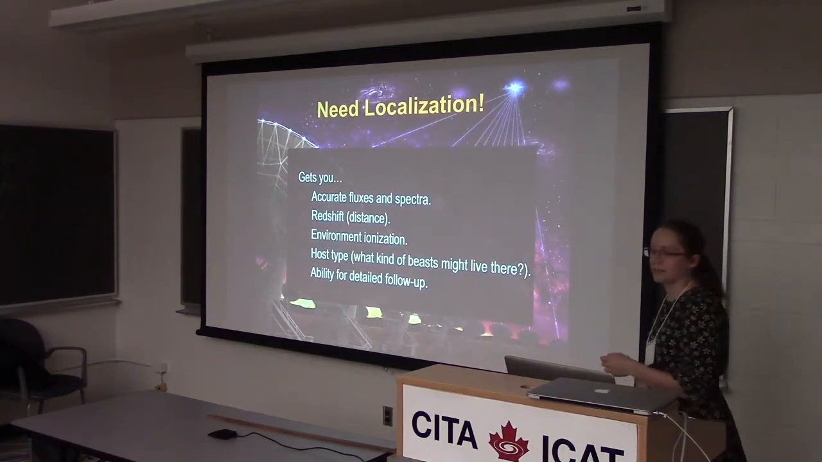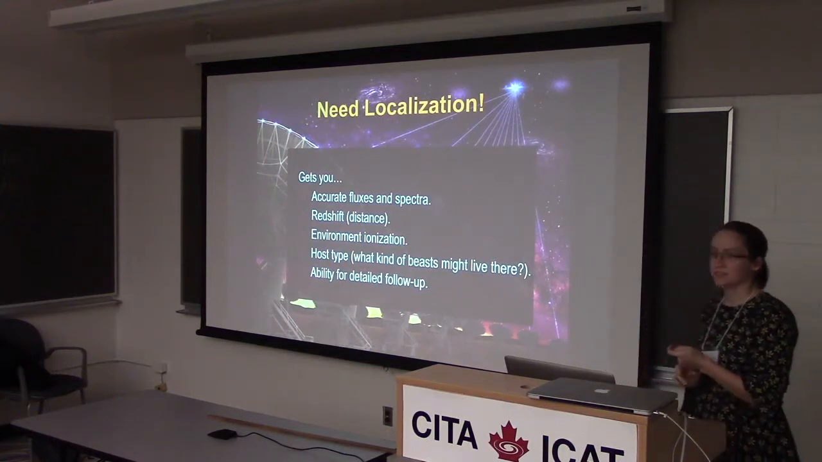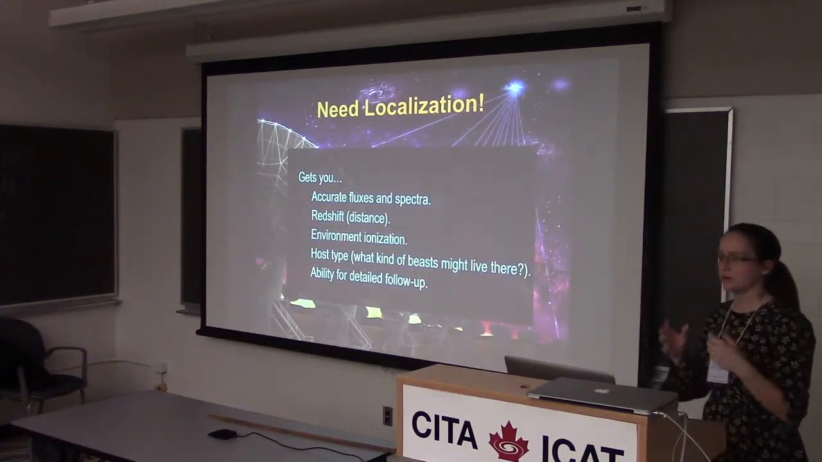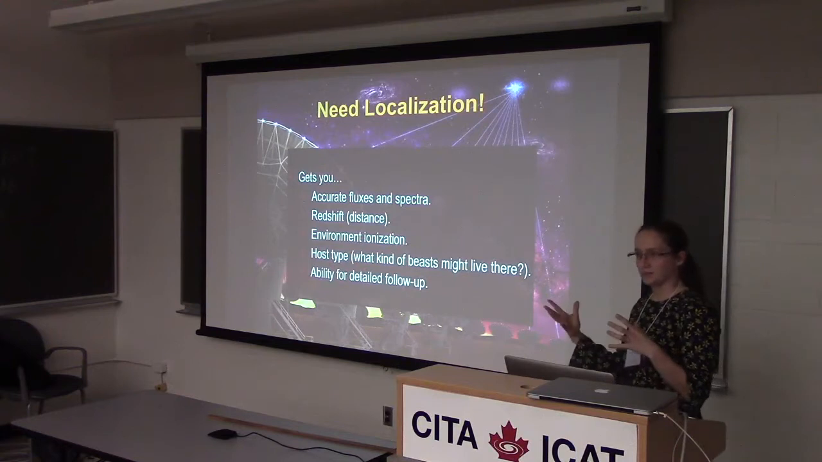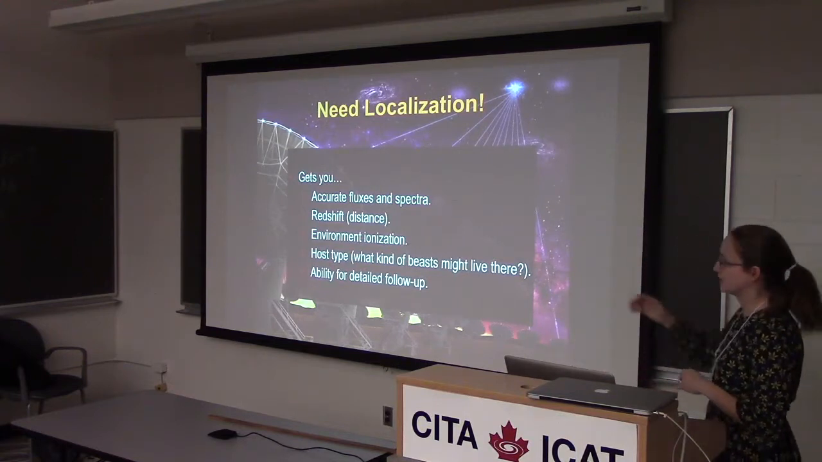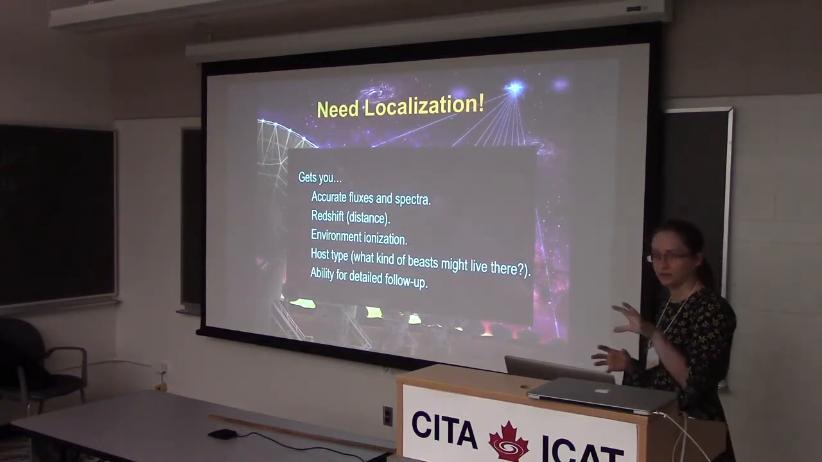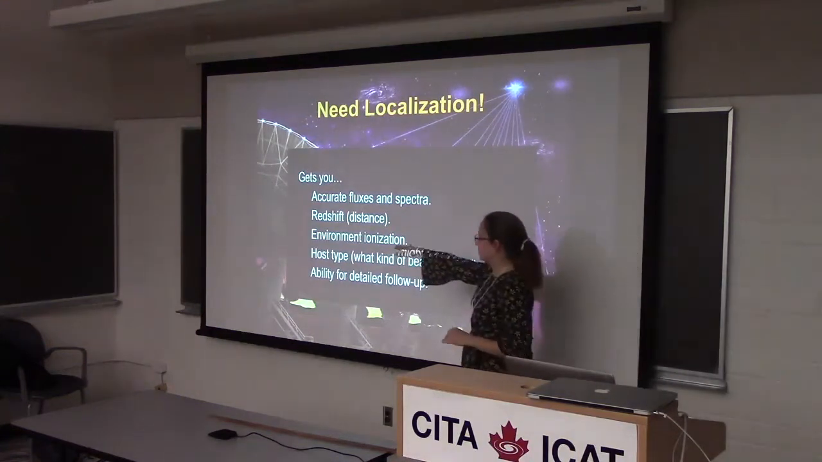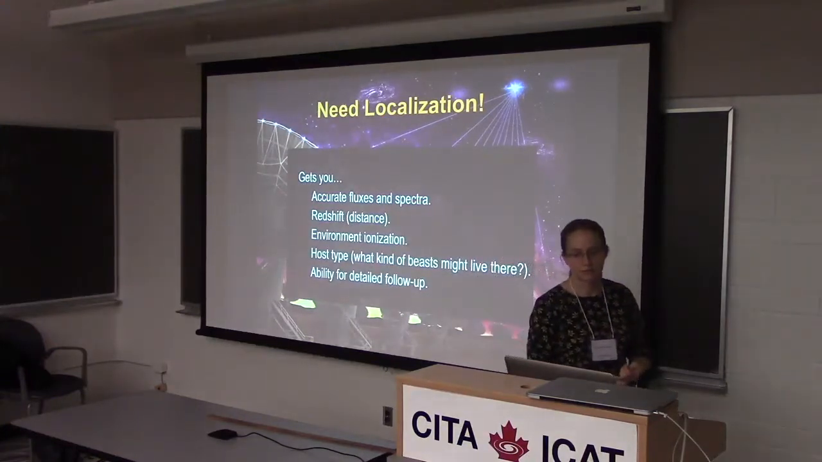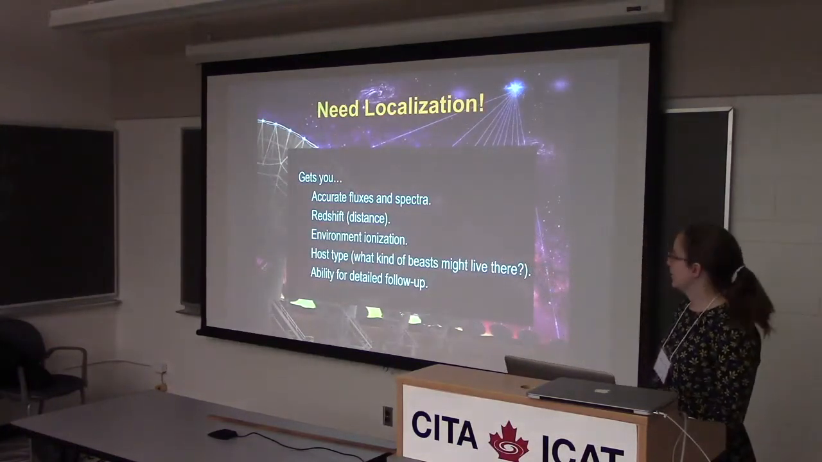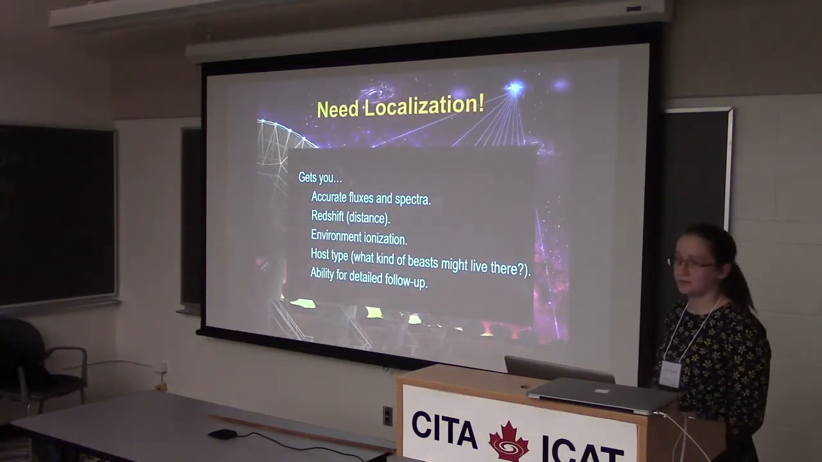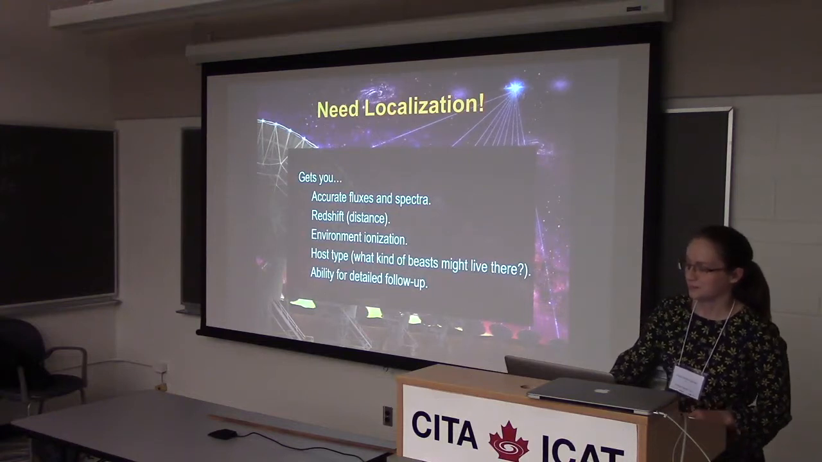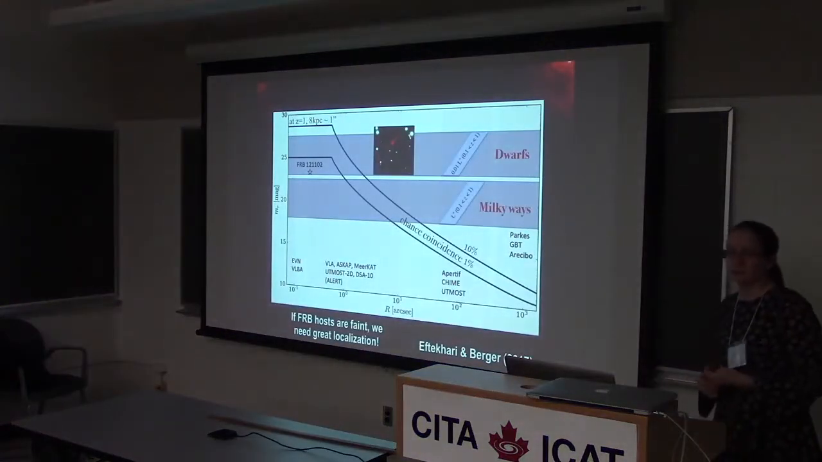And this gets you a number of great things. It gets you accurate fluxes and spectra, because you know exactly where it's coming from, you know exactly how bright it is, and you can model your spectrum very well, as long as you have a good calibrator. Of course, it gives you distance and redshift if you can identify a host galaxy within that localization. It tells you a lot about the environment if you can study that galaxy like we've done with the repeater. And also the typical host types and the ability for detailed follow-up at multiple wavelengths.